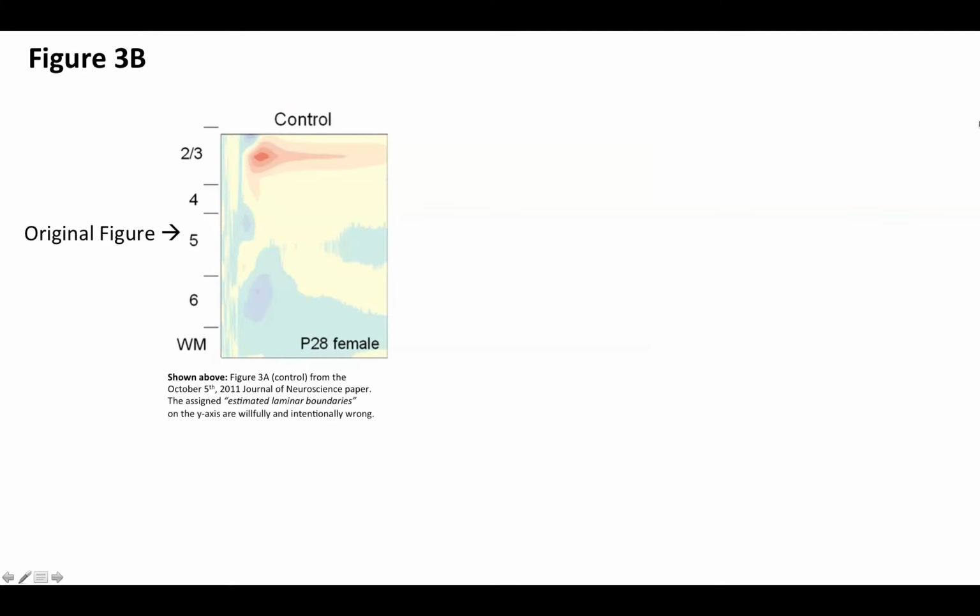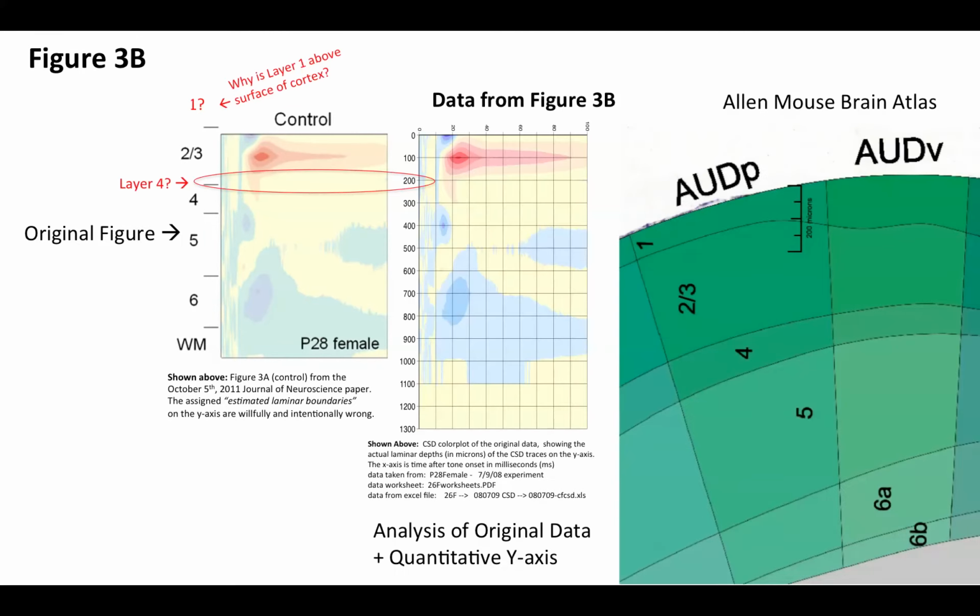Now I can do the same thing with figure 3B. In fact, in this case, the analyzed sink was at a depth of only 100 microns, which puts it up in layer 1, or at the border between layer 1 and layer 2. And again, why is layer 1 above the surface of cortex when these recordings were from the full depth of auditory cortex, as shown here with a quantitative analysis of the original data?